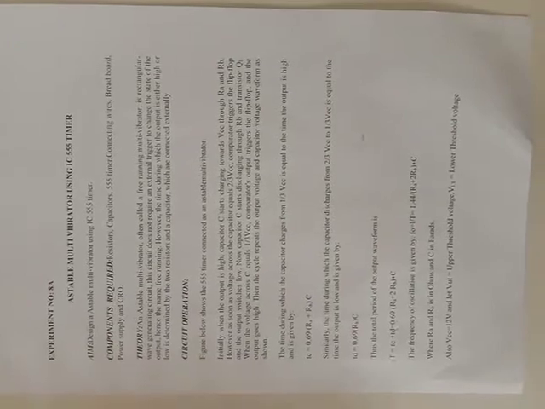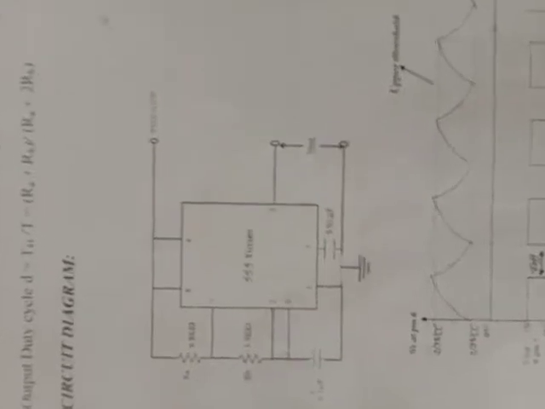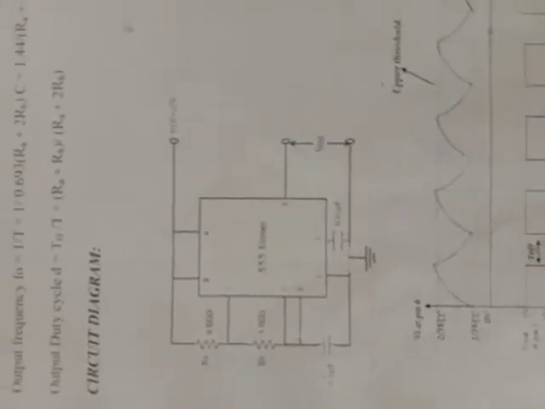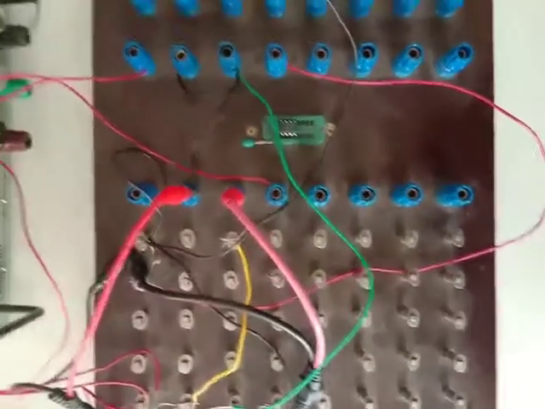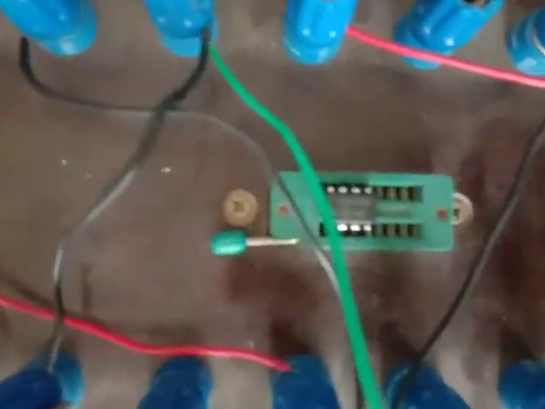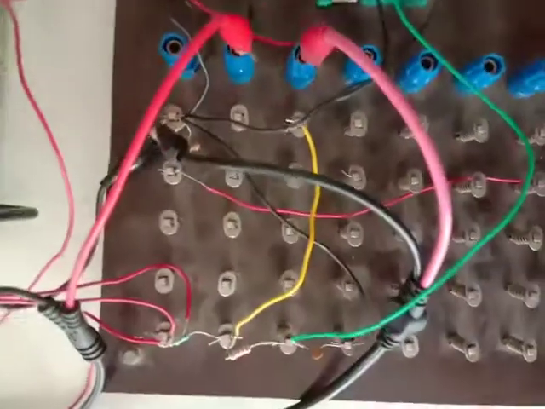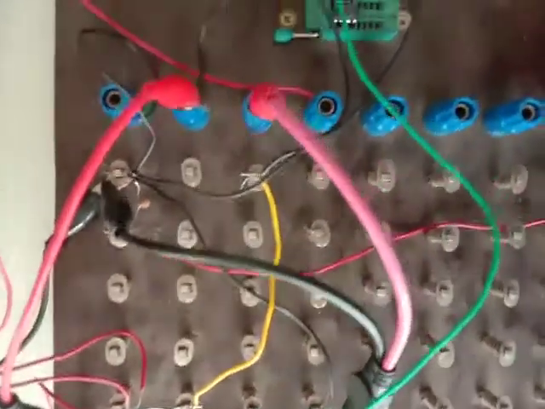So this is a demo on A-stable multivibrator using 555 timer. This is the 8th experiment in the list of experiments, and this is the circuit diagram which is given in the manual. So we are connecting using 555 timer. This connection is done on the breadboard using a 555 timer. You can see over here 555 timer, and the various components are connected over here.